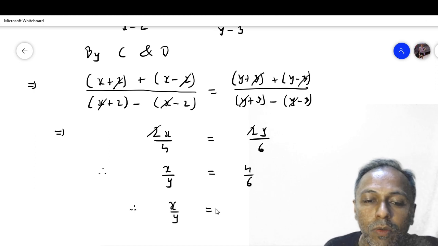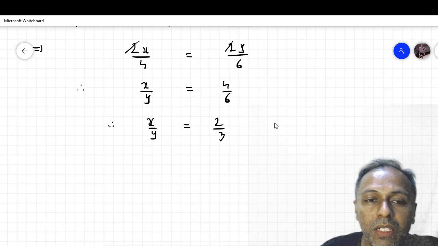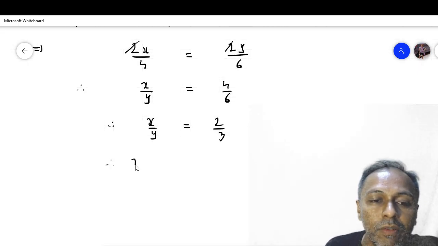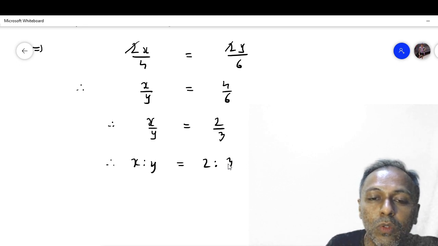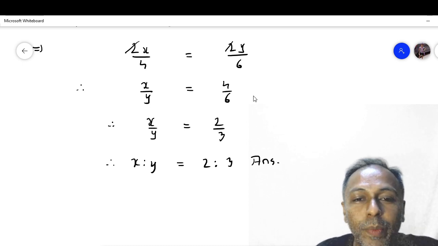Therefore, x upon y is equal to 2 upon 3. That is what was asked. Find x is to y. We have finally got x is to y as equal to 2 is to 3. So this was the latest board question of 2020. We have done that question also.